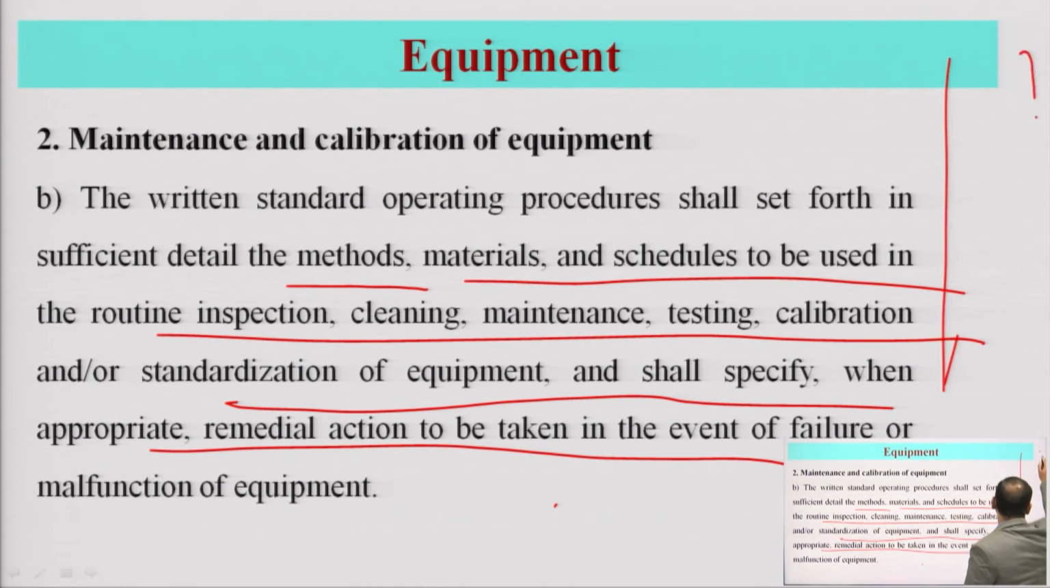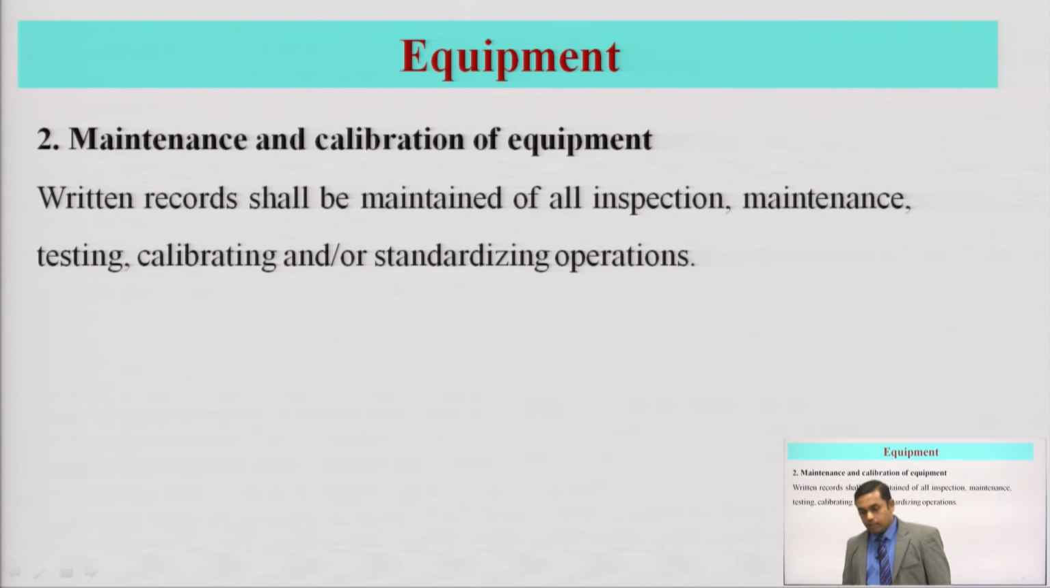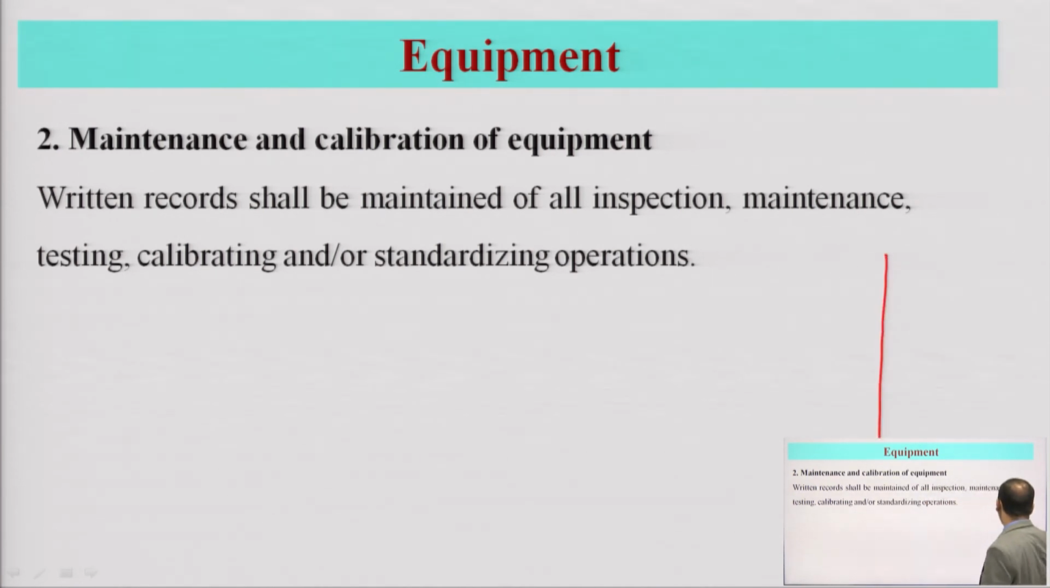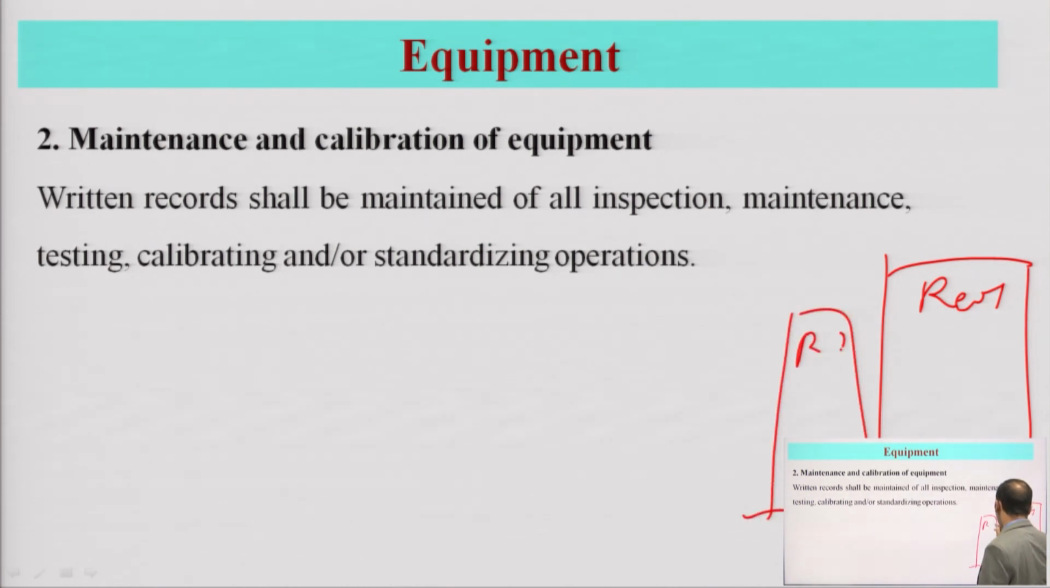Okay. There should be one proper SOP where everything will be written. Maintenance and calibration: written records should be maintained for inspection. See, it is very important that you maintain the written record, because by observing all the records you will be able to understand where you have made previous mistakes.